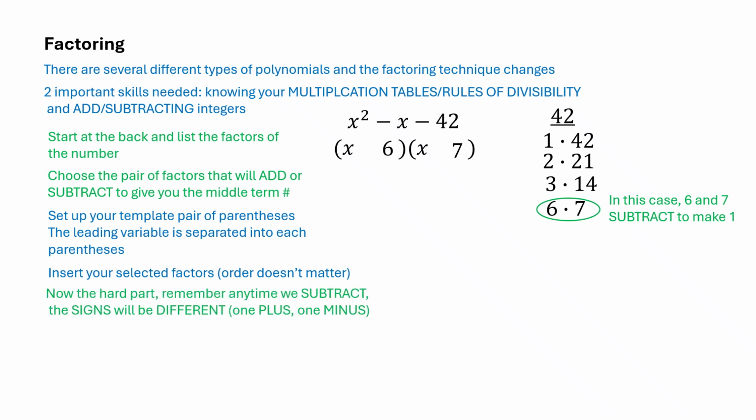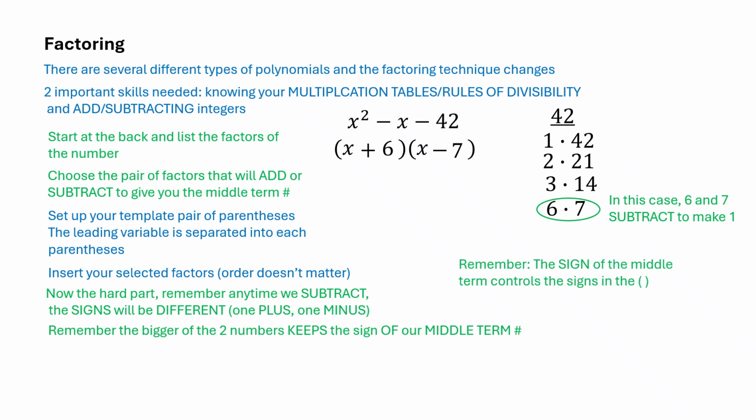Now, remember, anytime we subtract, the signs will be different. That means there's 1 plus and 1 minus. Remember, the bigger of the two numbers, which in this case is 6 and 7, 7 being the bigger number, retains the same sign as your middle term number. So since in the middle is a minus and 7 is the bigger number of the two, he gets the minus and the 6 gets the plus. Again, the sign of the middle term controls the signs in the parentheses.